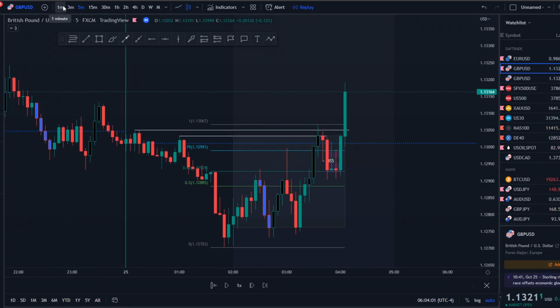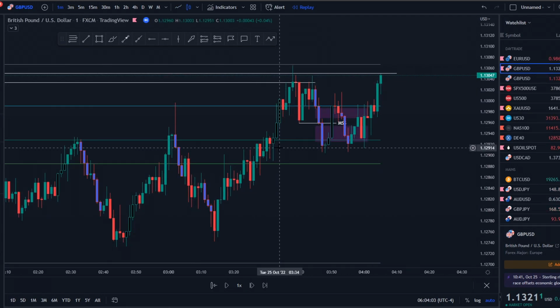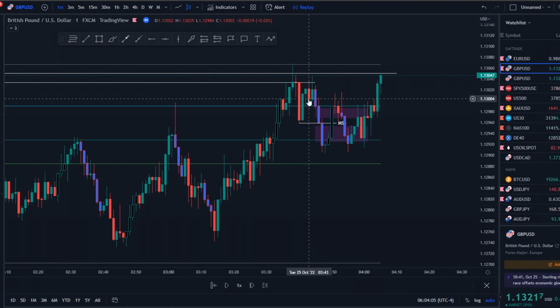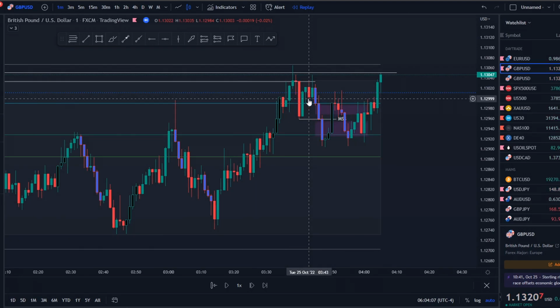I guess in cases like this, when we're not sure, we just have to take trades like this with a much smaller position size, right?